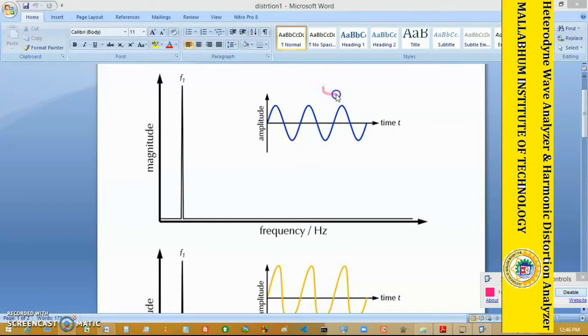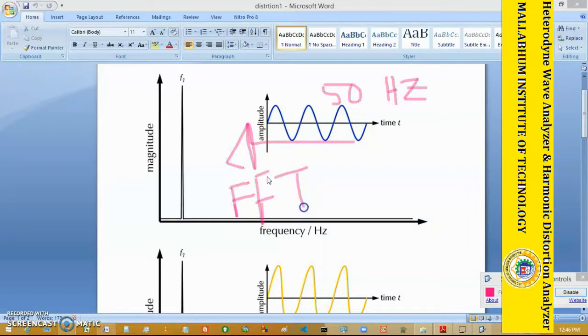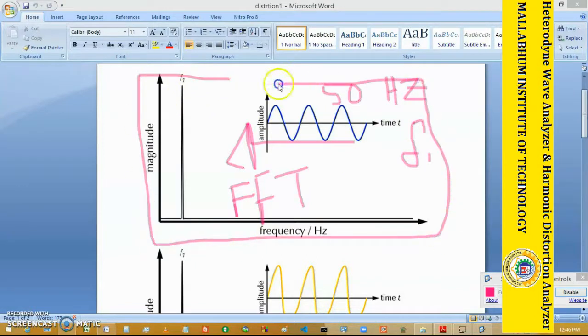And in the next figure I am giving you the FFT, the Fourier transform, of a pure sine wave. Suppose this is the pure sine wave, as I said in the previous lecture, a 50 Hz pure sine wave. If you take the Fourier transform of this signal, then we get a spike at 50 Hz. Whatever the frequency of that signal, we get a spike at that frequency. So that is the Fourier transform of the pure sine wave, the fundamental waveform without distortion.